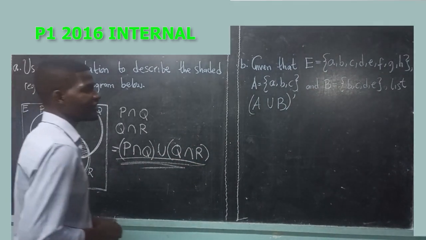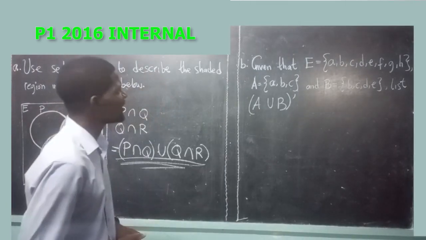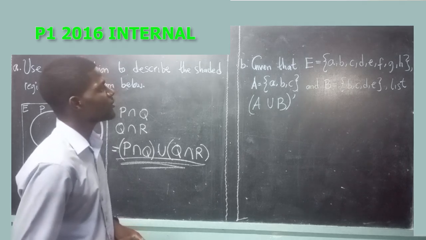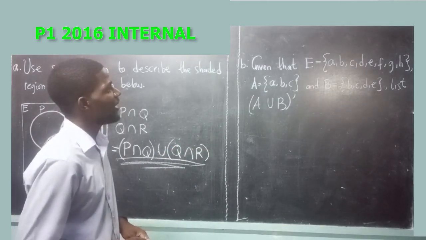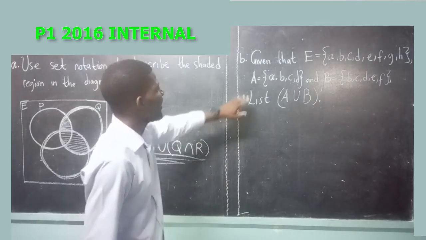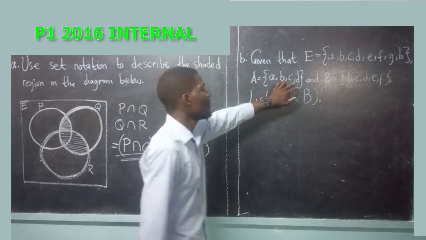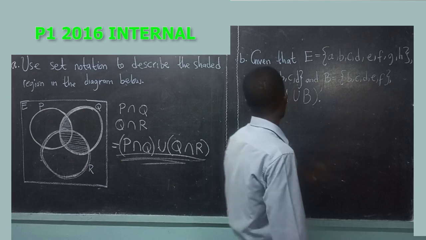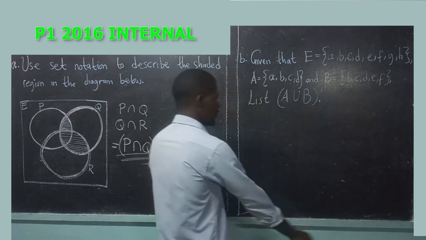Having solved the first question, let's go ahead and answer our second question. The second question says, given that E is our universal set, E is equal to A, B, C, D, E, F, G, H. And set A, which is part of the universal set, is equal to A, B, C, D. And set B is equal to B, C, D, E, F. List A union B complement.